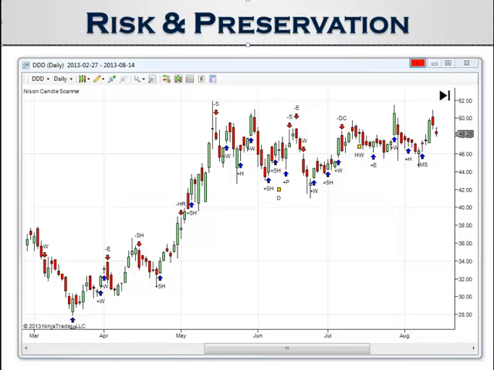And the bottom line at the end of the day is it's great to make money, but you still have to preserve it. So you have to understand your risk, you have to understand your reward, you have to understand where your thresholds are, how much you are willing to lose, and you still have to preserve that money to be able to play the game, and be able to live to trade again another day.